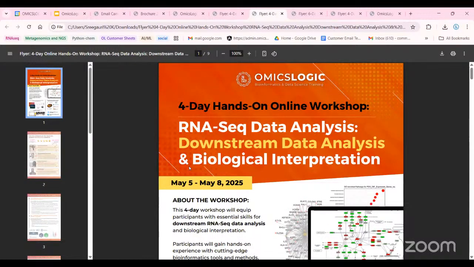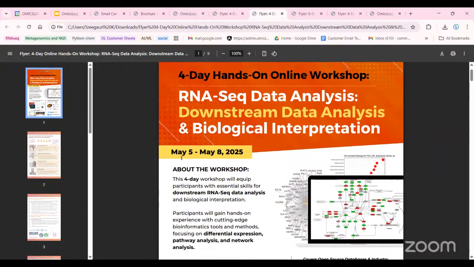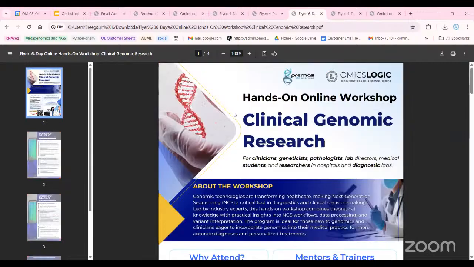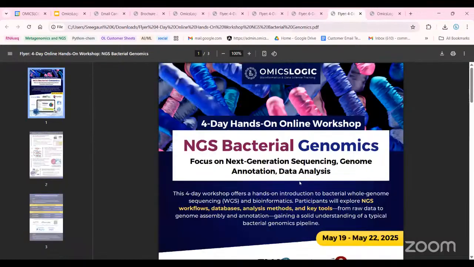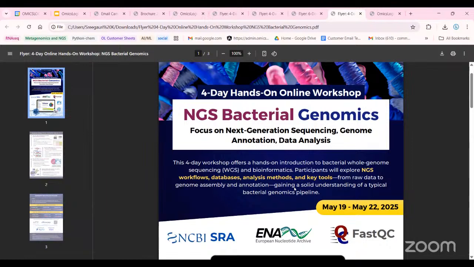And another workshop that we have is on RNA-seq data analysis, which will be a 4-day workshop. It will be particularly focused on downstream data analysis and biological interpretation. And then we also have 2 more workshops on genomics. One will be on clinical genomics, which will be particularly suited for clinicians, geneticists, pathologists, and participants from those areas. And we also have one on bacterial genomics, which will be focused mostly on genome annotation and data analysis. We will be exploring several databases as well on bacterial genomics.